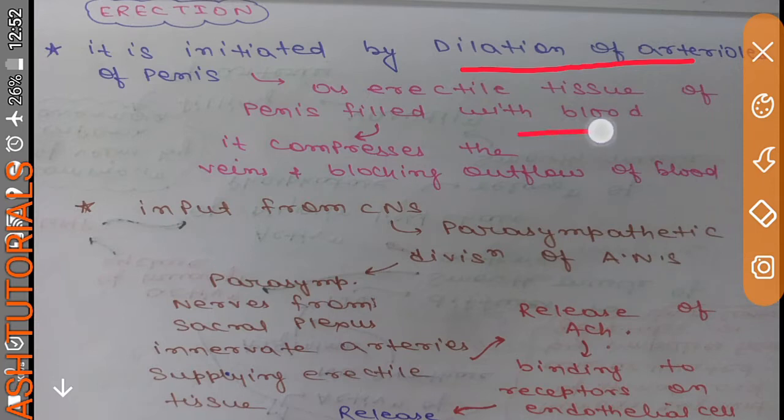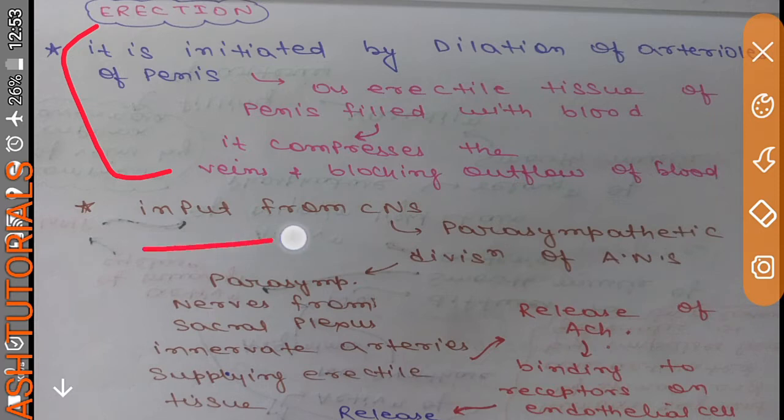As the erectile tissue of the penis gets filled with blood, the filling of this erectile tissue will compress the veins, and once the veins are compressed, the outflow of blood from the penis will get stopped, because arteries carry blood towards the organ and veins carry blood away from the organ, so the returning blood gets stopped. So it compresses the veins and blocks the outflow of blood from the penis. This is the basic mechanism of the erection, and how it occurs we are going to discuss.